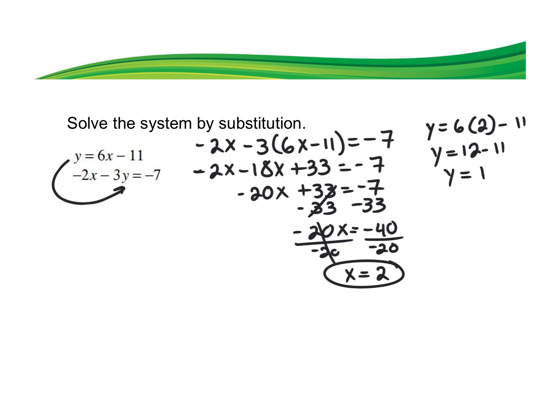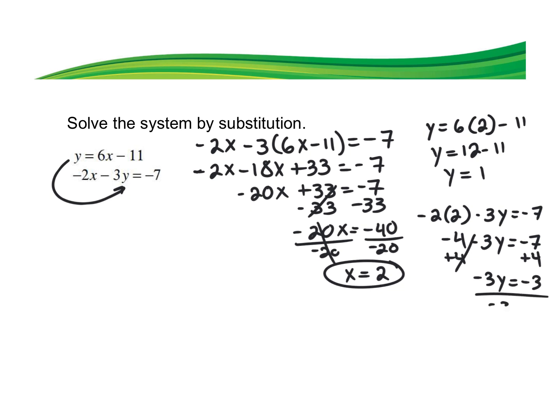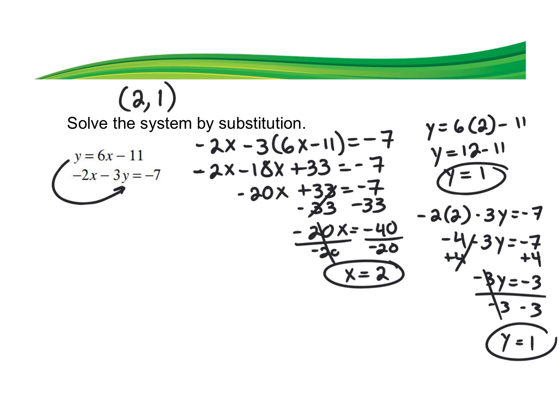If you plug it into the second, we get negative 2 times 2 minus 3y is equal to negative 7. That leaves me with negative 4 minus 3y equals negative 7. I'll add 4 on both sides. That leaves me with negative 3y is equal to negative 3. Then I'll divide by negative 3 on both sides, and that'll leave me with y is equal to 1. So if you notice, it's the same thing for both. So we found the ordered pair to be (2, 1).